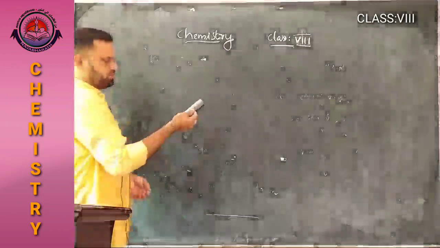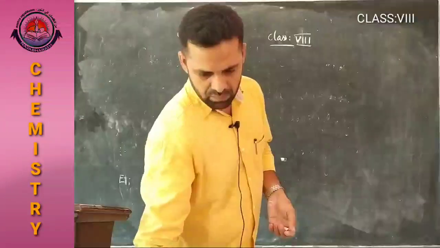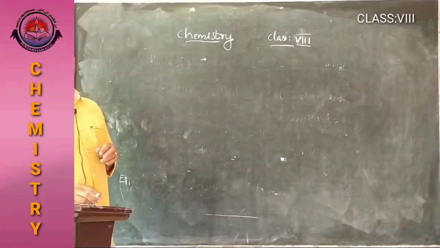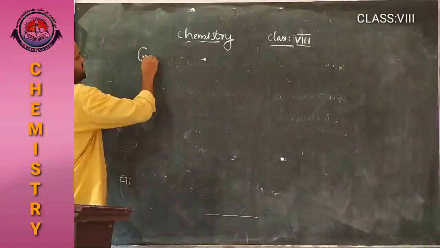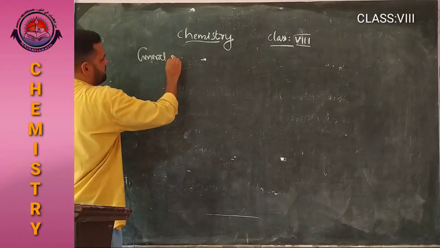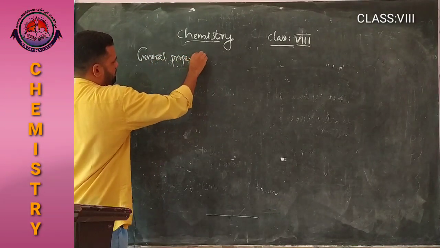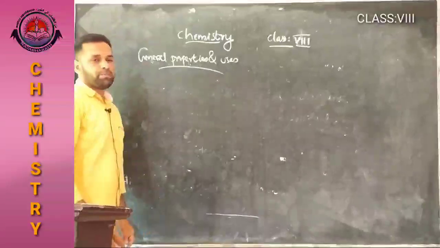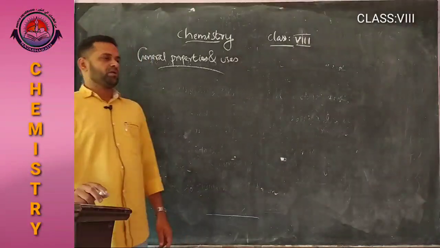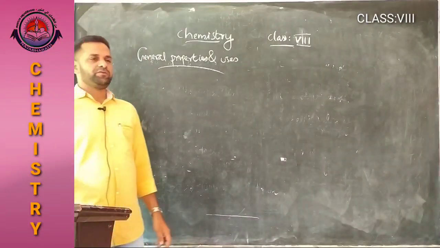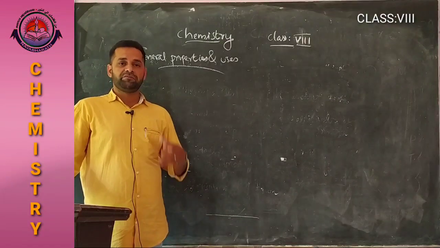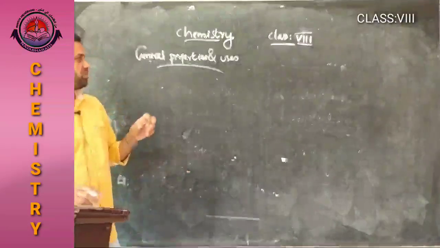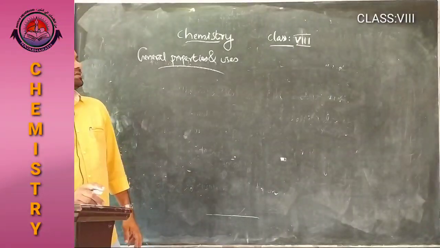Then the next thing we are going to discuss is the general properties and uses of plastics. We know plastics are of different kinds and they show different physical and chemical properties, but they show some common characteristics or properties, and let us see which are they.